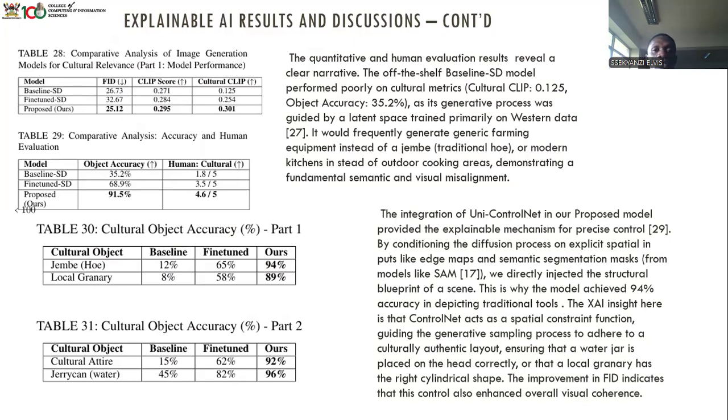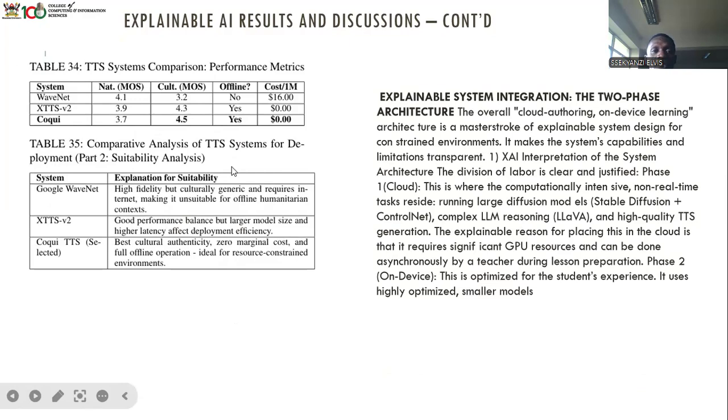So this is a continuation of explainable AI. From the tables, explainable system integration: the two-phase architecture, the overall cloud and on-device architecture, is a master stroke of explainable system design for constrained environments, and it makes the system's capabilities and limitations clear. So, an interpretation of the system architecture: the division of labor is clear and justified.